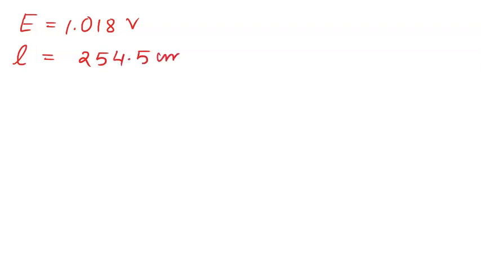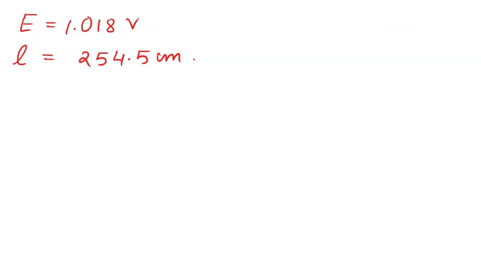Hi, in this question it is said that a 10-meter long potentiometer wire carries a steady current. A standard cell of EMF, so the EMF is given, 1.018 volt, right? So the EMF is balanced against a length of 254.5 centimeter of the wire. So the balanced length L is equal to 254.5 centimeter, where the total length of the potentiometer is 10 meter, right?